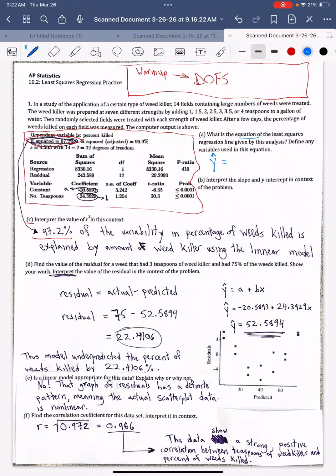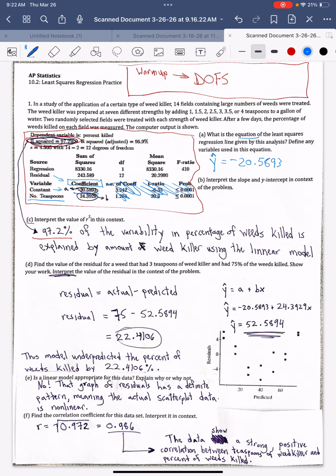The intercept is always going to be under coefficient. So you want to first find just coefficient, regular coefficient, not SE coefficient, none of this. We don't care. Okay. It's under coefficient. And where it says variable, where it says constant, that is A. So here it's negative 20.5893. So negative 20.5893 is always our intercept. So the one right beneath coefficient, where it says constant, the constant coefficient, that's the same thing as your intercept.